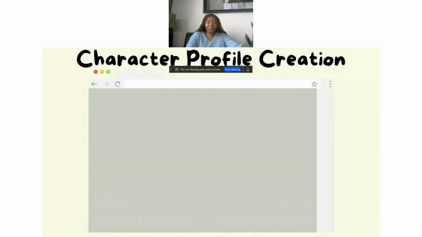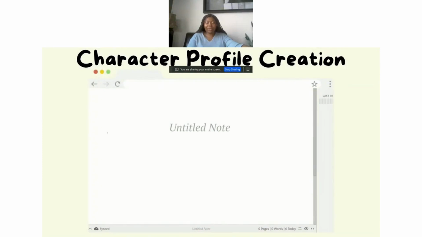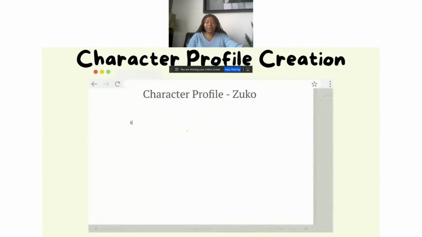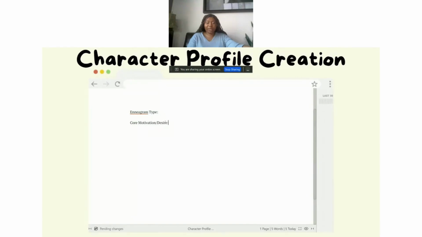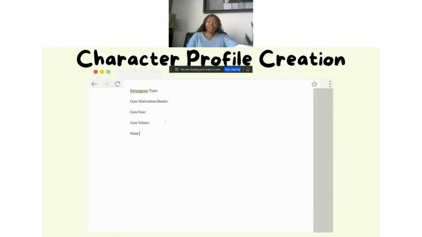So I want to show you how you can do all this in Dabble. So you can go into your document, go into the story notes, and in that you can create a character profile. So for this example, I'm using Zuko, who's one of the villains from Avatar: The Last Airbender. And what you can write down is exactly what we talked about today. The Enneagram type, the core motivation / desire, the core fear, the core values. Then dive into their lie, what they want, what they need, their ghost, and their super objective.